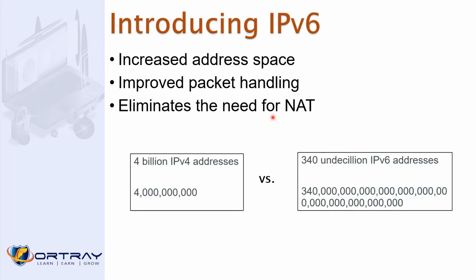And you can see, as compared to IPv4, which can give you a maximum of 4 billion addresses, IPv6 can give you 340 undecillion, trillion, decillion, I don't know. But that's the unit of IPv6. Because this is 32 bits and this is 128 bits. Okay, so now we have increased address space compared to IPv4.